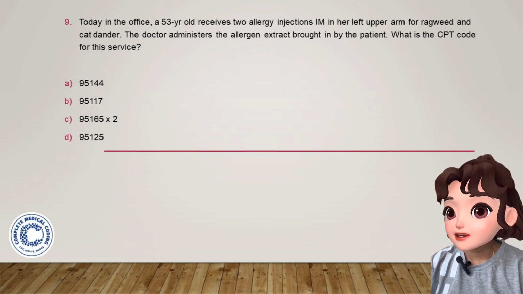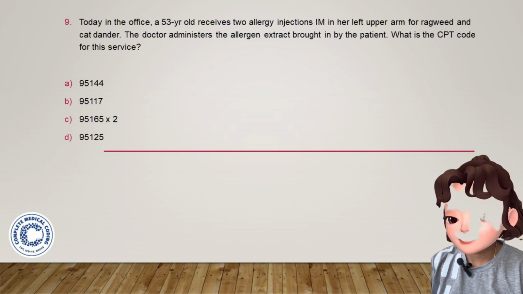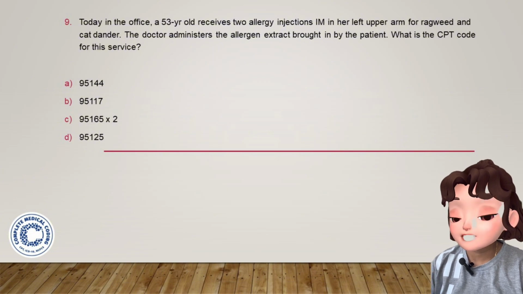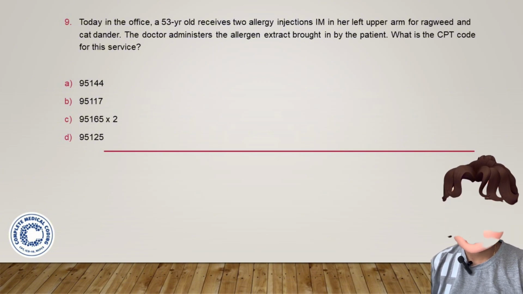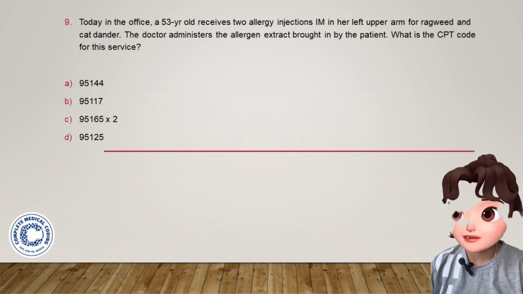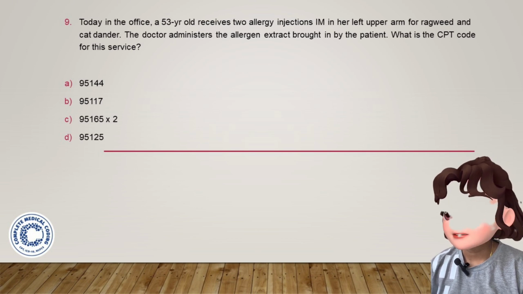Option B, 95117. What is 95117? Professional services for allergen immunotherapy not including provision of allergenic extracts, 2 or more injections. 2 injections here it's given, right? So 2 or more injections. So this can be the answer. Anyway, let's check the other options as well.